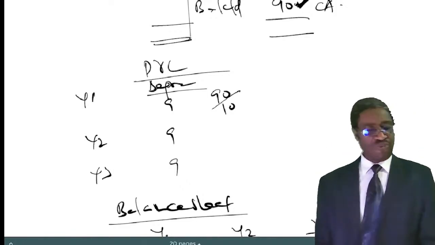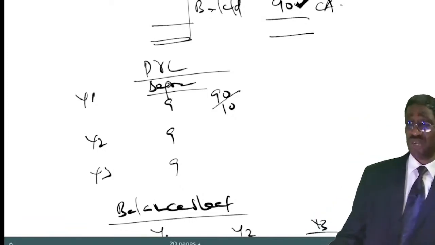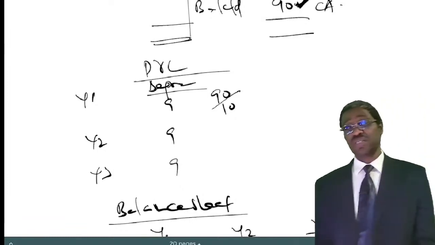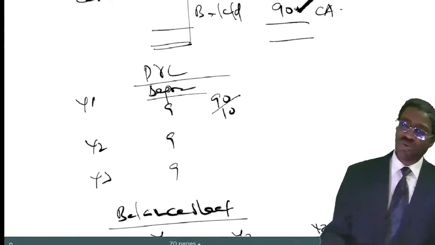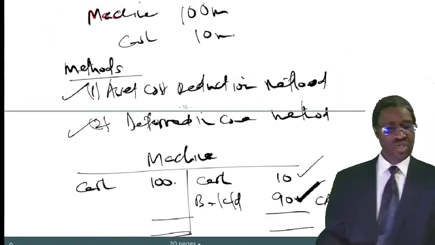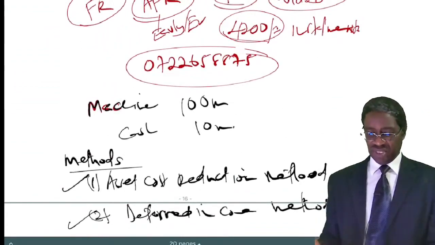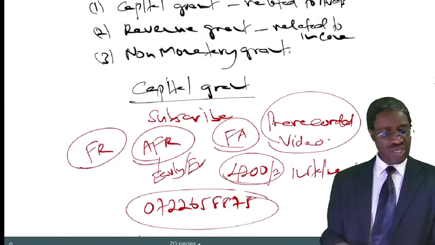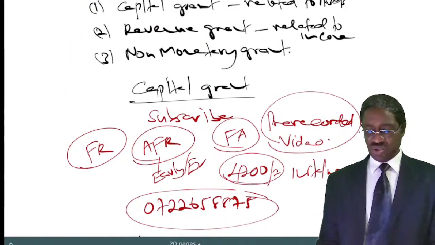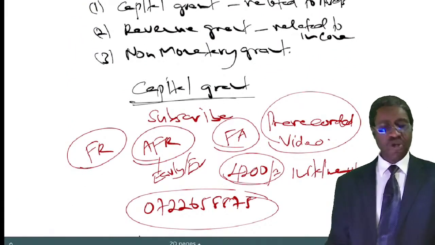Okay? So before we go to the second type of grant, that is revenue grant, let's put down what we have already said. So where did we stop? I think we just mentioned the types of grant. So we were to account for government grants.